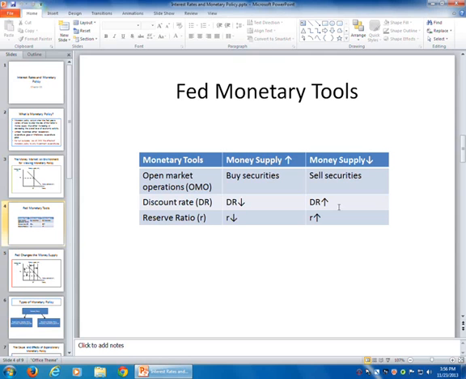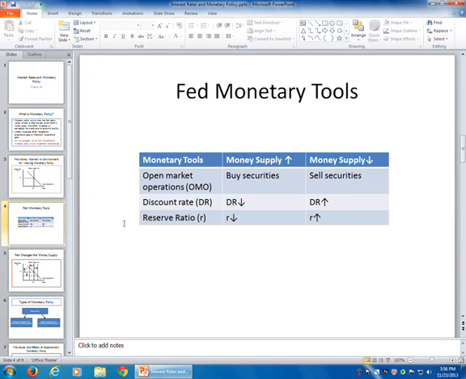By the same token, if the Fed raised the discount rate, that would discourage banks from wanting to borrow from the Fed. That would tend to cause the money supply to shrink, because the banks would have less funding to loan out, and that would have a negative effect on the money supply. So if the Fed lowers the discount rate, the money supply goes up. If the Fed increases the discount rate, the money supply goes down.